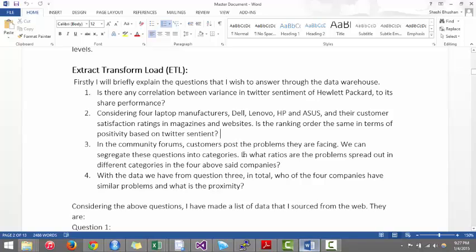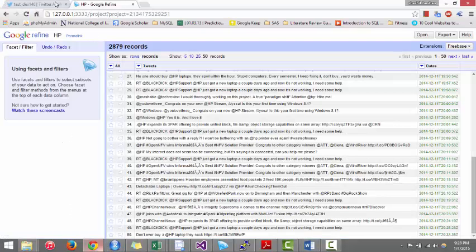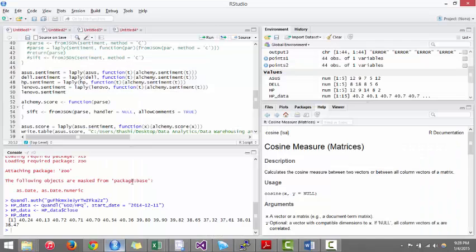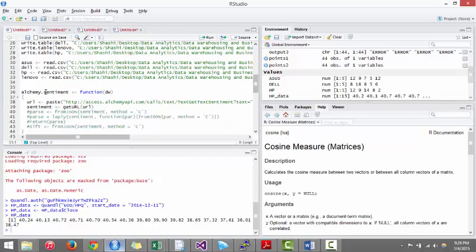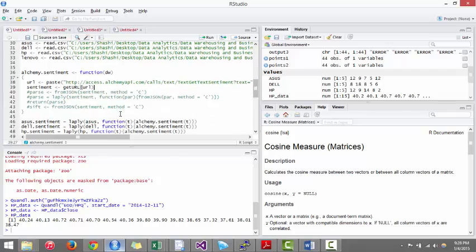So let's begin. For the first question, we need tweets. I pulled in tweets about Dell, Lenovo, HP, and Asus. I set up 140dev in Twitter and in an Ubuntu virtual machine. I pulled all the tweets and cleaned them in Google Refine and in R. Then I used an API called Alchemy API, which ran sentiment analysis for me.